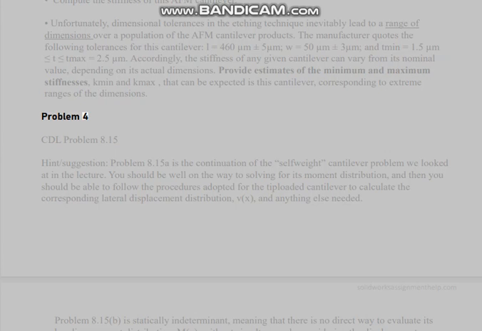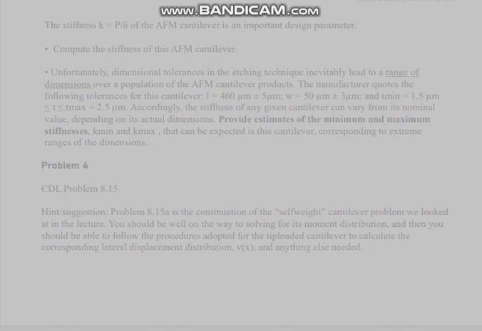Problem 4. CDL Problem 8.15. Hint suggestion: Problem 8.15 is the continuation of the self-weight cantilever problem we looked at in the lecture. You should be well on the way to solving for its moment distribution, and then you should be able to follow the procedures adopted for the tip-loaded cantilever to calculate the corresponding lateral displacement distribution, V of x, and anything else needed.